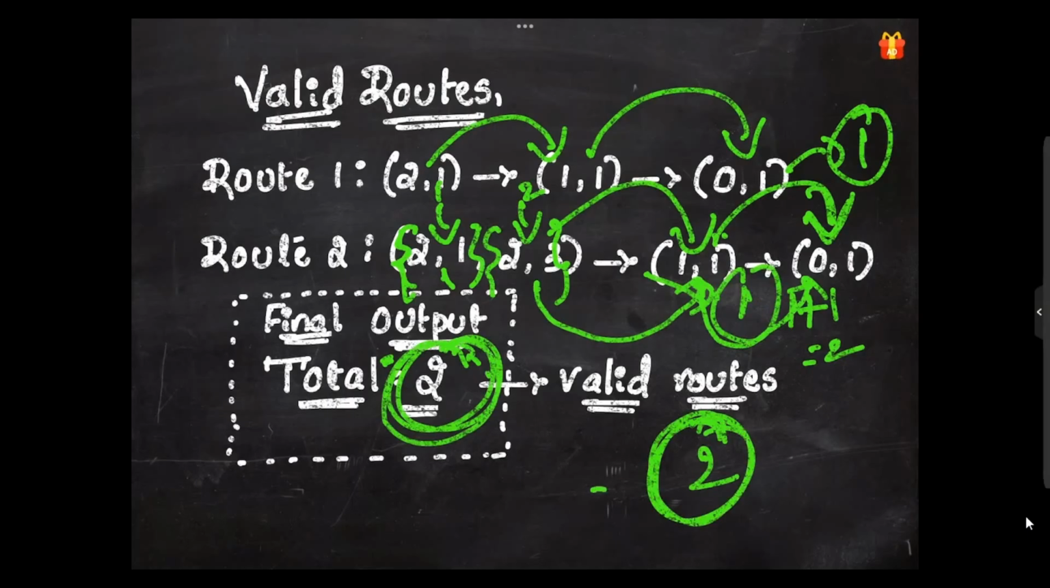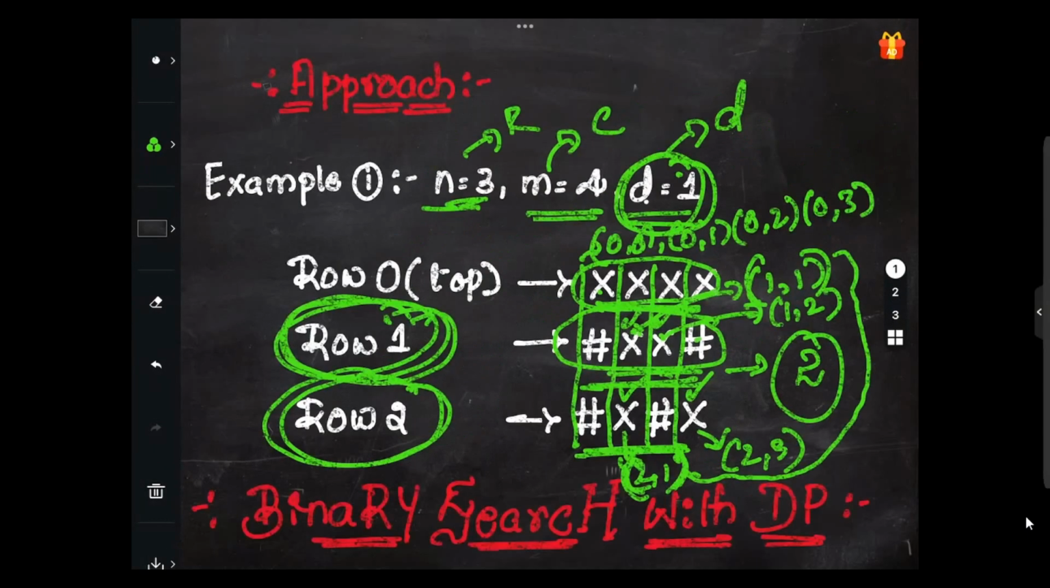Will return total valid routes, nothing but the 2. The output that we got here is 2, which is equivalent to the output that they have mentioned for example 1 in the question, for this particular input we are speaking of, right?